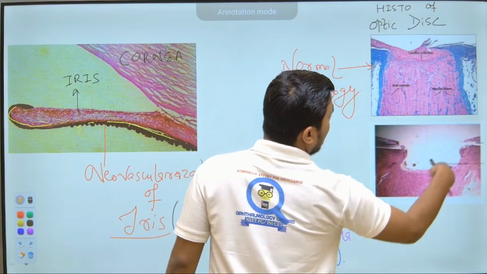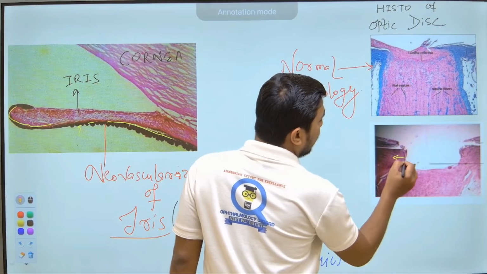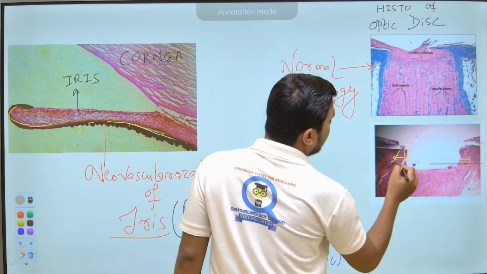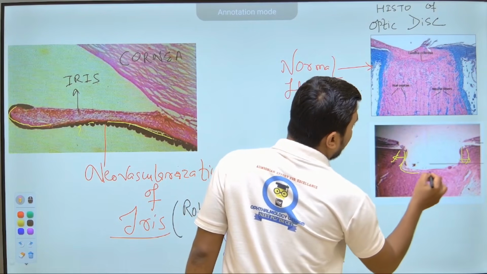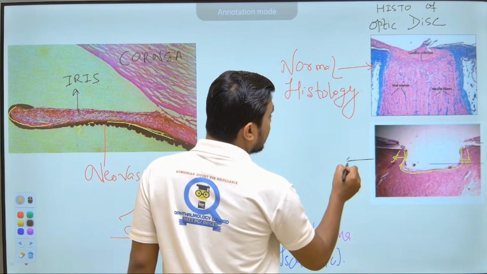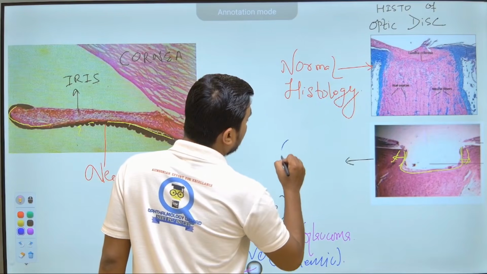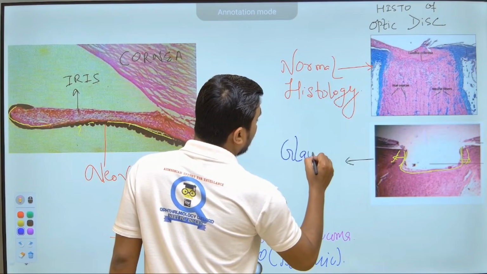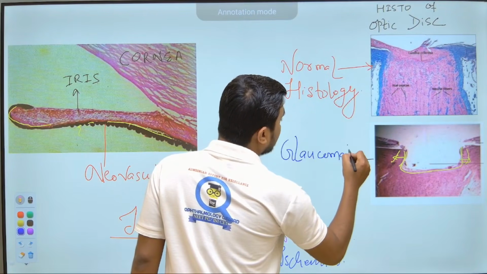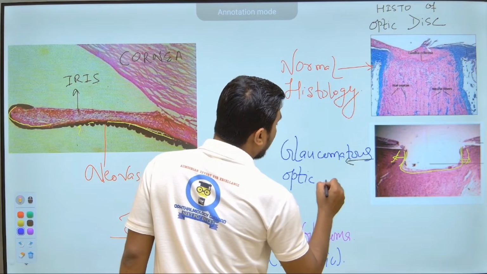This area becomes saucer type, and there is neural thinning. You can see there is cupping like this. So what is happening here? This is nothing but a glaucomatous optic disc.